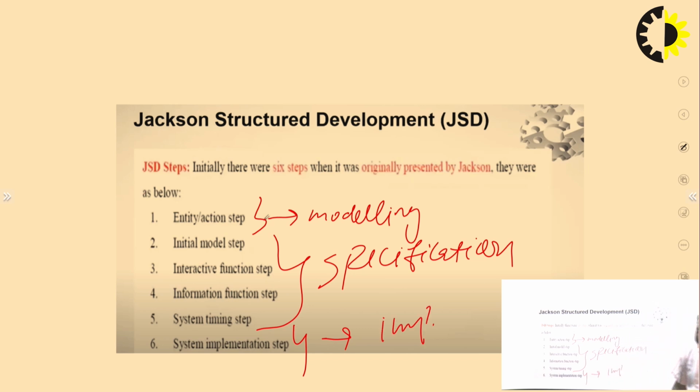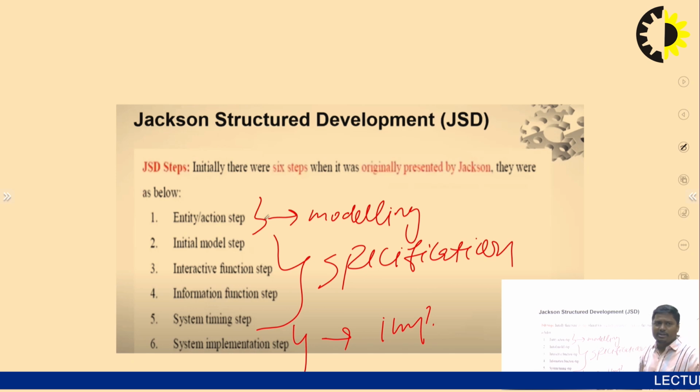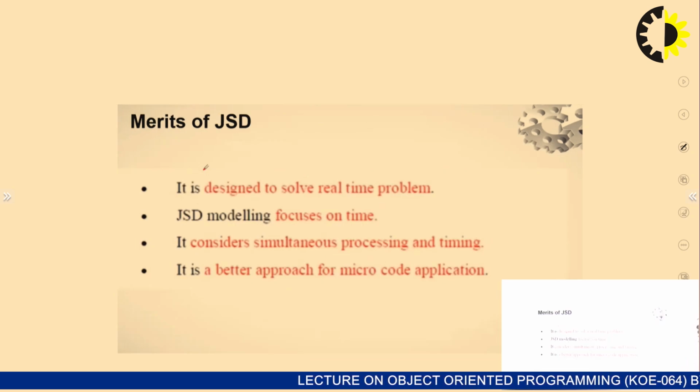Okay, so first the entity action step is the modeling phase, and the initial model step, interactive function step, information function step, and system timing step are the specification phase. Last, the system implementation step belongs to implementation, where we basically deal with the code and the deployment phase.